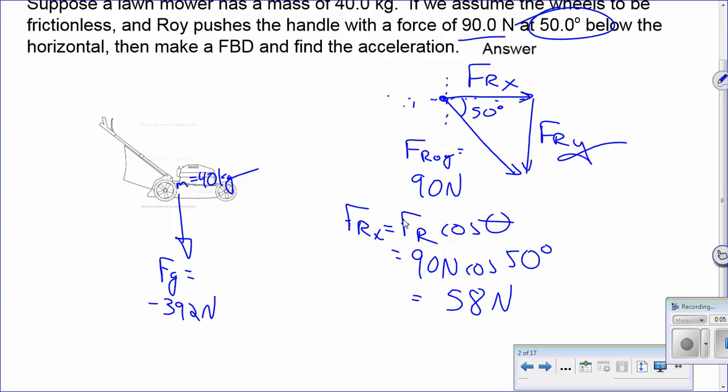Would you please explain to me where you got those numbers again? The 90 and the 50? Yeah. Why is it set up like that? I gotcha. Okay. Thank you for asking when you didn't understand.